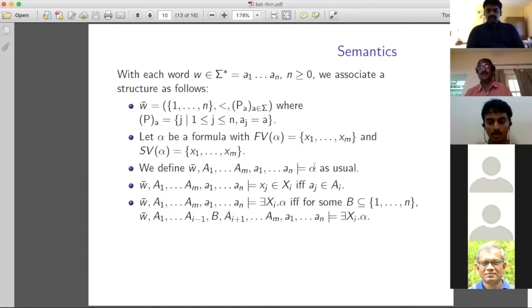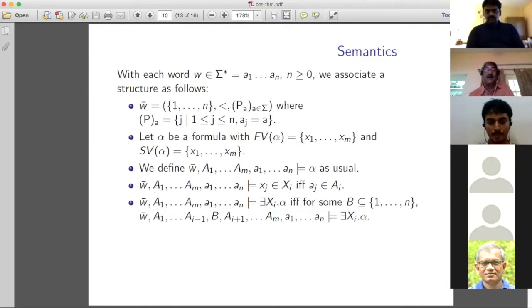This is as usual. Clearly, for the predicate symbols, the interpretation is already given. X equal to Y is obvious: whatever x_i equals x_j, you have a_i equals a_j. And then the membership x_j belongs to X_i if and only if the corresponding a_j belongs to the corresponding A_i. So the interpretation is all given on the left-hand side. This is the sequence notation that I was using earlier, instead of writing the full tuple.